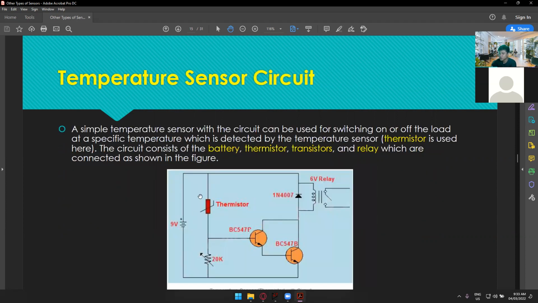Well, here is another circuit of a temperature sensor, which uses a battery, thermistor, transistors, conductors, or even a transformer, which is being converted into a transformer. My bad. This is not a transformer, but a relay. So yeah, those are the components being used with this temperature sensor. So I think it's doable. This one is doable with the use of LTspice.